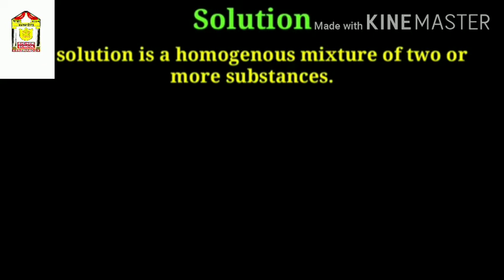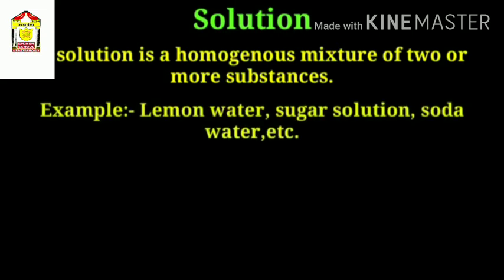A solution is a homogeneous mixture of two or more substances. In my last video, I explained the meaning of homogeneous. Homogeneous is a uniform mixture. Uniform means there is no boundary, and we cannot differentiate two different layers of the mixture. A solution is a homogeneous mixture of two or more substances.